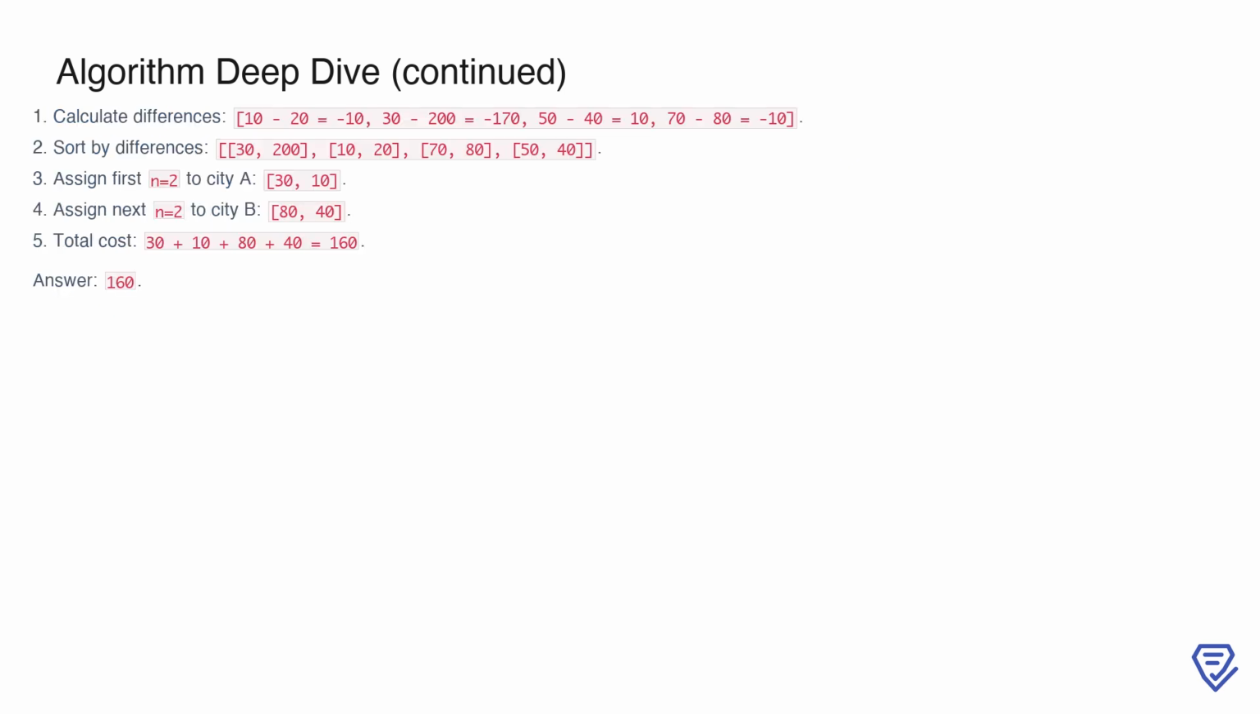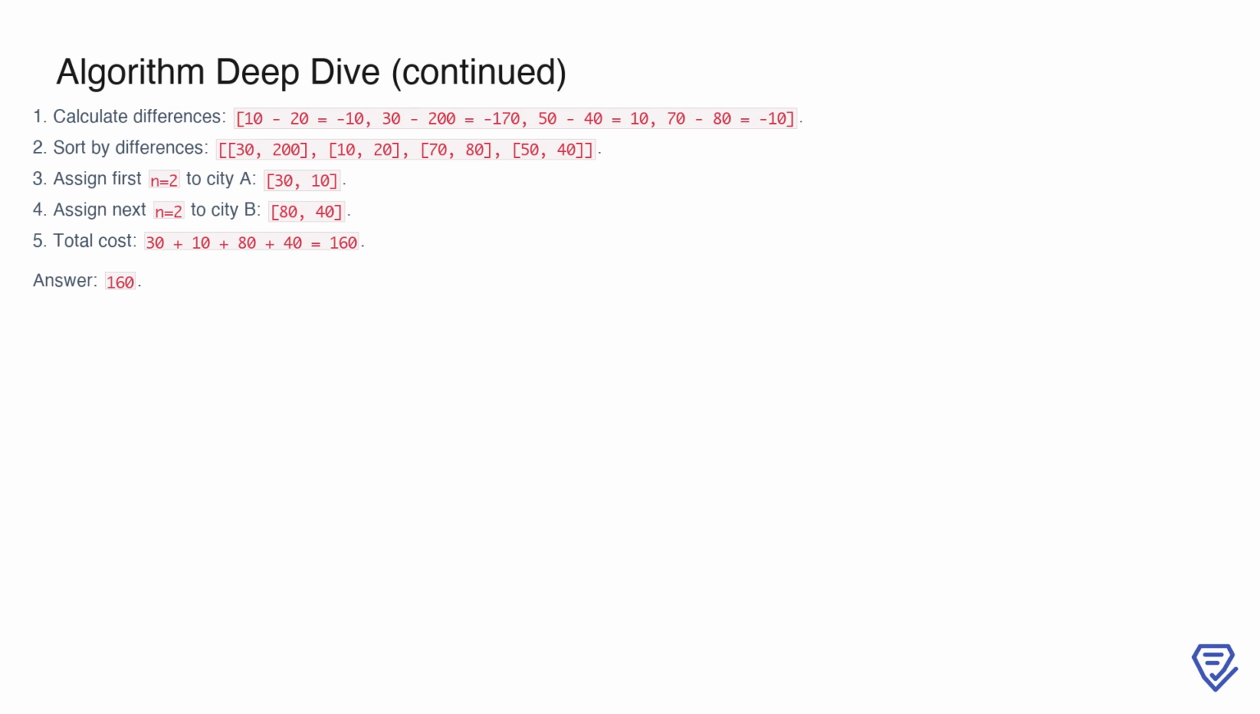Let's look at an example to clarify the algorithm further. Suppose the input is [10, 20], [30, 200], [50, 40], [70, 80]. First, we calculate the cost differences: 10 - 20 equals -10, 30 - 200 equals -170, 50 - 40 equals 10, and 70 - 80 equals -10. Next, we sort the list based on these differences, resulting in [30, 200], [10, 20], [70, 80], [50, 40].